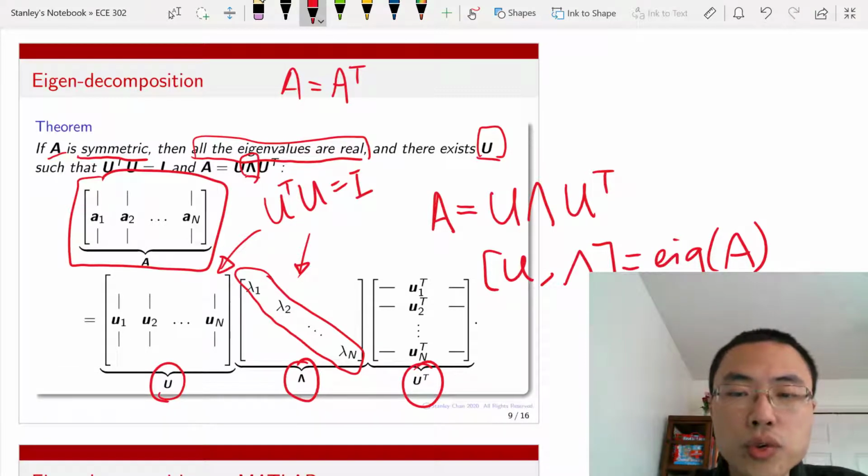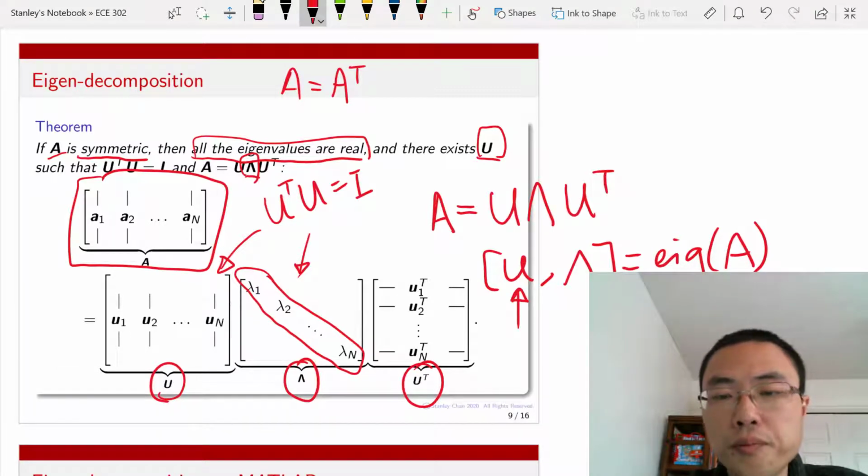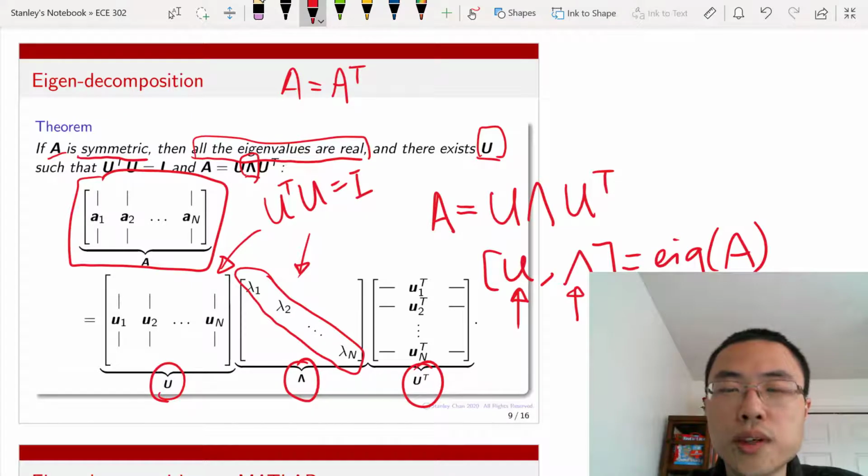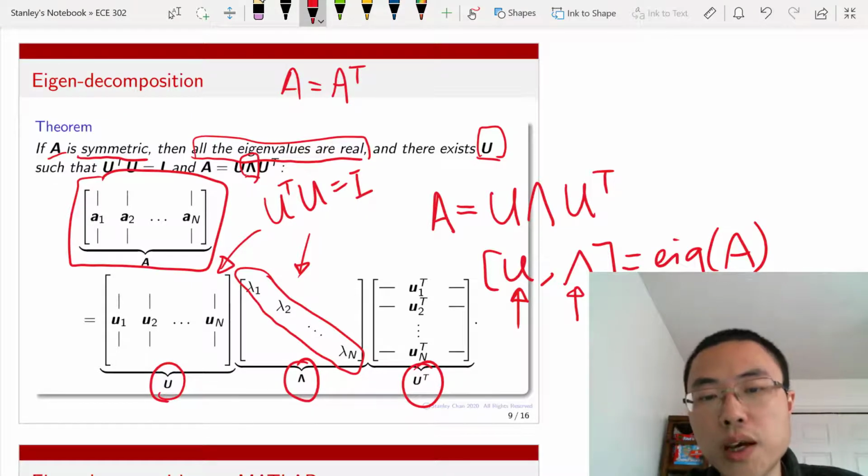MATLAB will return you a set of matrices. The first one would be your U, and the second one would be a diagonal matrix, which would be your lambda. And you can do the calculation by yourself. You just multiply U, lambda, and U transpose again. You will be able to get back this A matrix. So this is a very useful decomposition of a matrix.